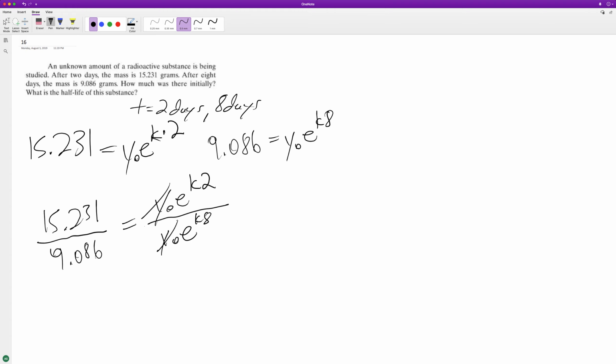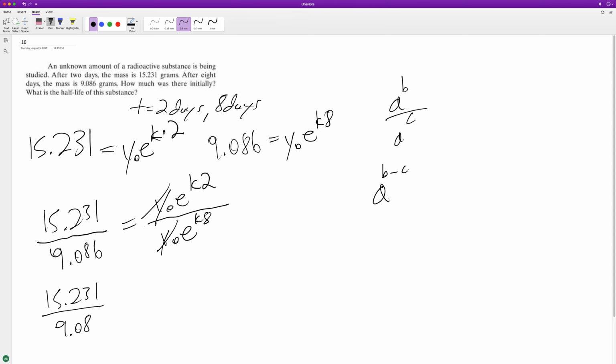And then we can rewrite, because you're dividing, using the law of exponents: when you have a raised to the b and a raised to the c, it's the same thing as a raised to the b minus c, because they have the same base. So we can rewrite this as 15.231 over 9.086 is equal to e raised to the 2k minus 8k.